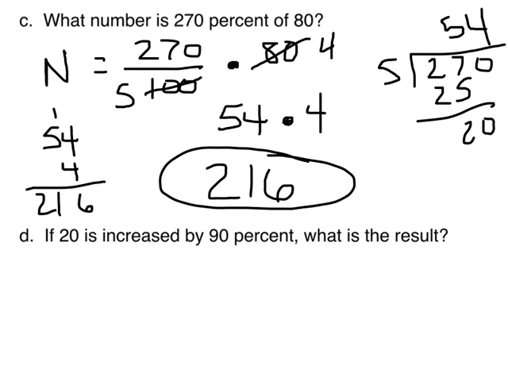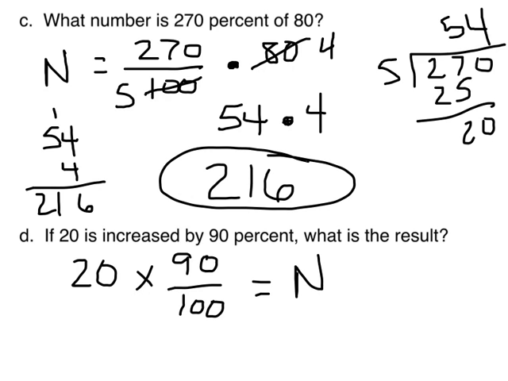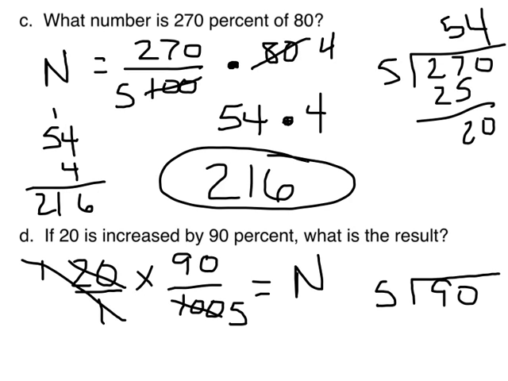And finally, if 20 is increased by 90%, what is the result? Alright, right here, I'm going to do some cross canceling. I'm going to make this a 1 and this a 5. And so I've got 1 over 1 here, so that cancels out. And then I'm going to have 90 divided by 5. 5 goes into 9 one time. That's 5. 40. The result is 18. 18 is my answer.